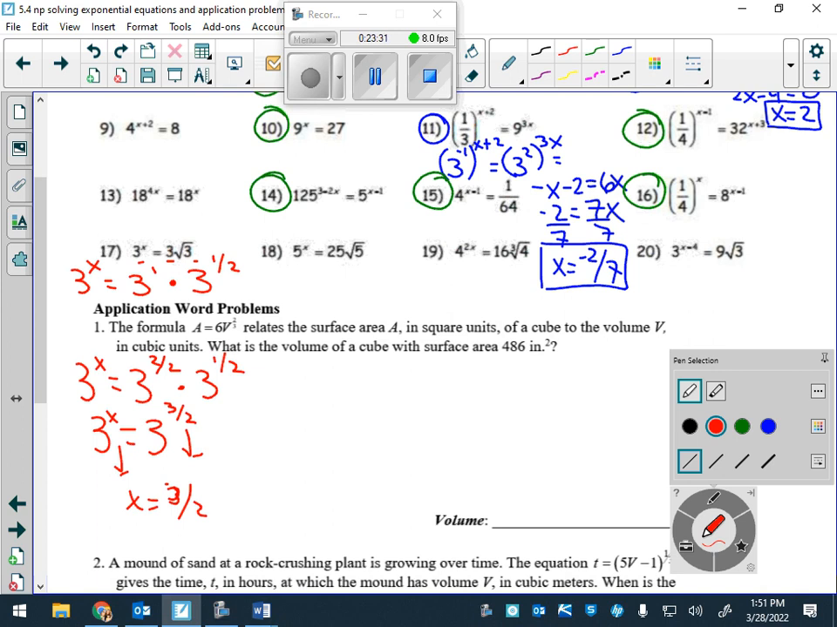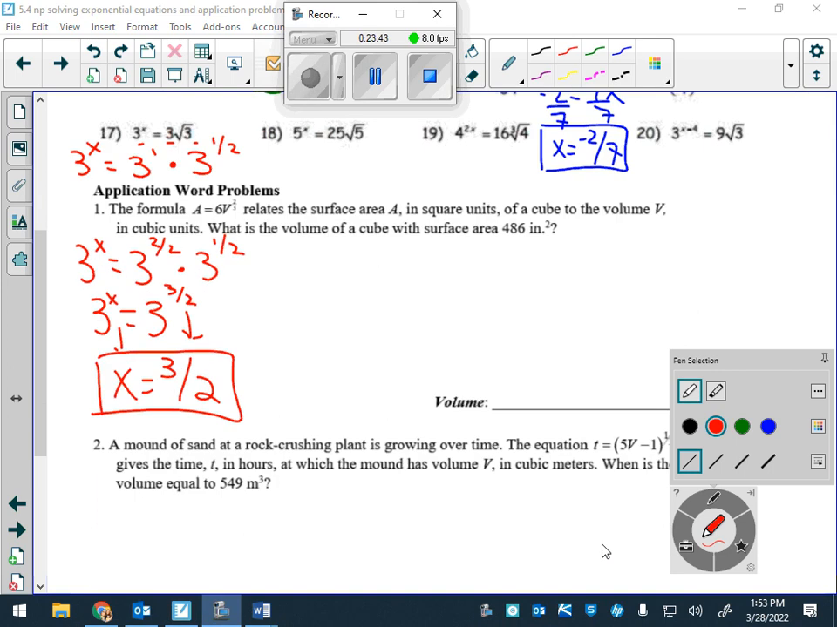Okay? So I want you to try 18. 18 only. Just try 18. You could do the rest if you choose to, but 18 is the one we're going to go over. All right? Who has an answer for 18? Assad? X equals 5/2. How many of you got that?